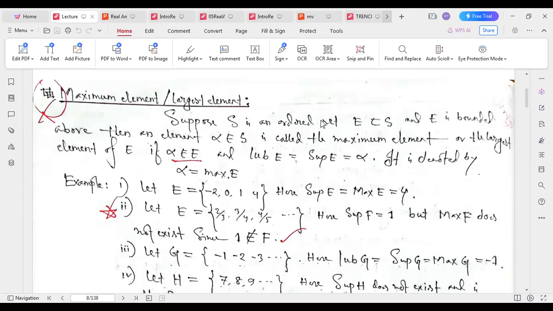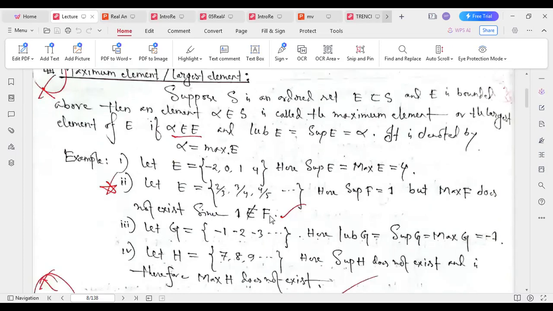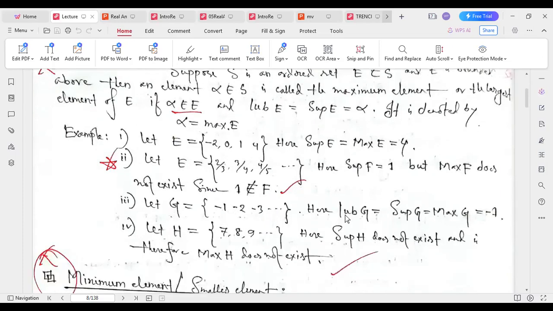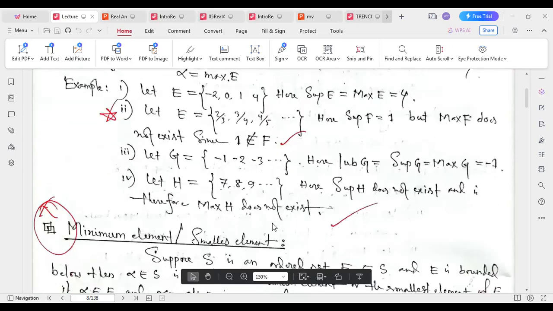Now, what is the maximum element? Suppose S is an ordered set, E is a subset of S and is bounded above. Then an element alpha belongs to S is called the maximum element or the largest element of E if alpha belongs to E and the least upper bound or supremum of E equals alpha. It is denoted by alpha equals maximum. From the set E, maximum equals 4 and equals the supremum of E. For F, the supremum is 1, but the maximum does not exist, because 1 doesn't belong to F. Similarly, for Z, the least upper bound or supremum or maximum equals -1. And in the set A, the supremum does not exist and therefore the maximum also does not exist.